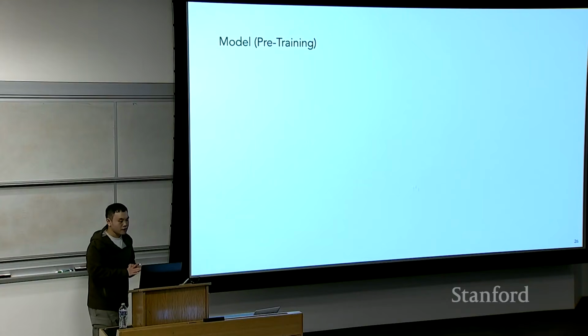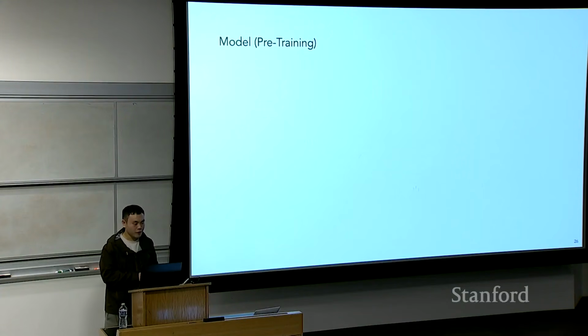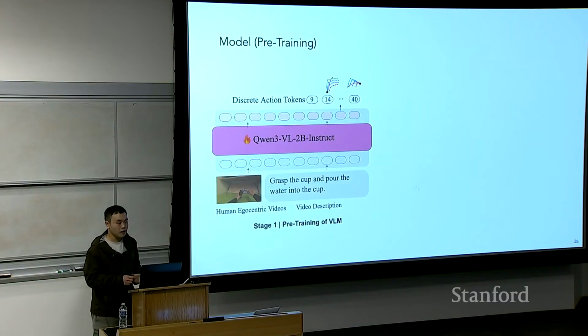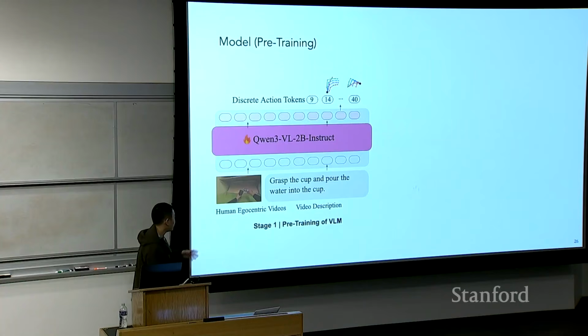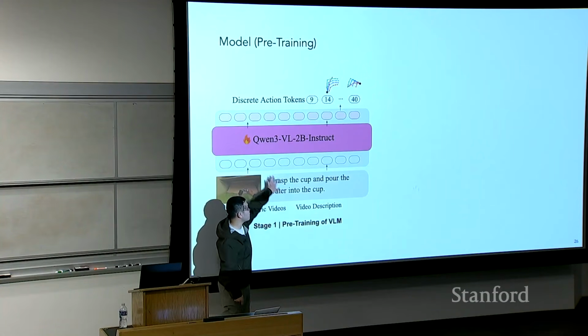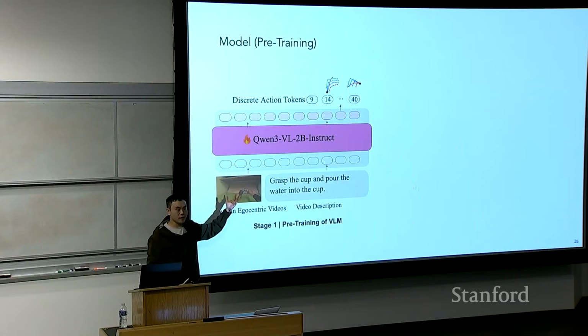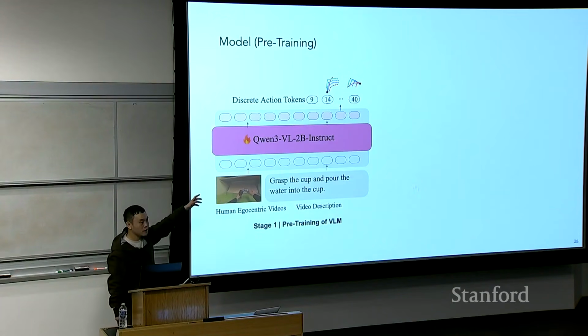So let's dive into the details of the model and the training. In the pre-training stage, again, we are using human egocentric videos. We basically feed the human egocentric videos along with video descriptions into the model, and we ask the model to predict some discrete action tokens. Those discrete action tokens basically represent the human hand motion.